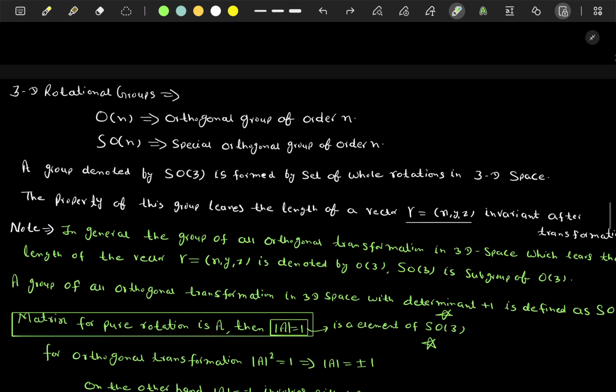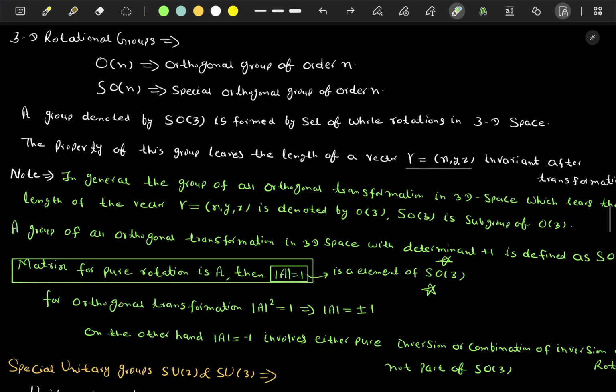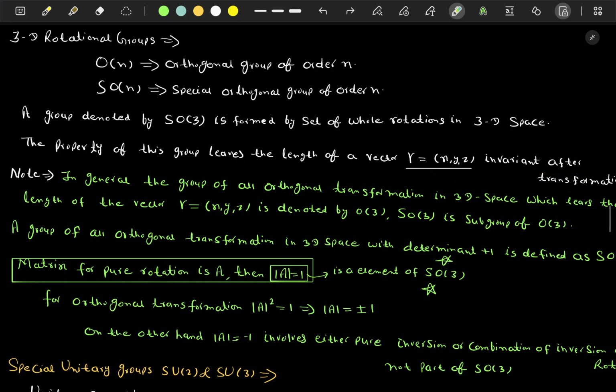Now 3D rotational groups, or ON and SON. O is the orthogonal group of order n. It is a special orthogonal group of order n. A group denoted by SO3 is formed by the set of all rotations in 3D space. The property of this group leaves the length of a vector xyz invariant after transformation. Okay.